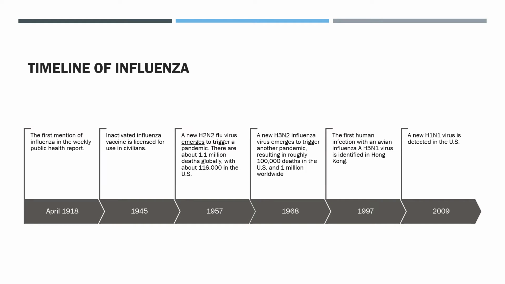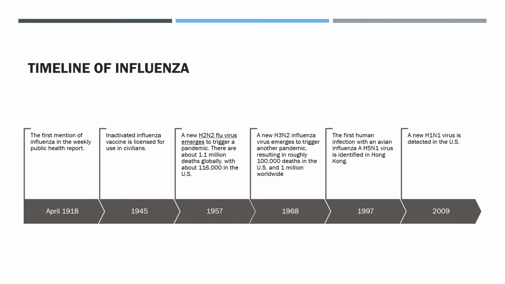First off, we will look at the timeline of influenza. It first began in April of 1918. This is when the first mention of influenza was done. And this is also the first pandemic that occurred with influenza, and it occurred during World War I, so it spread much more prevalently and a lot more easily due to that factor.